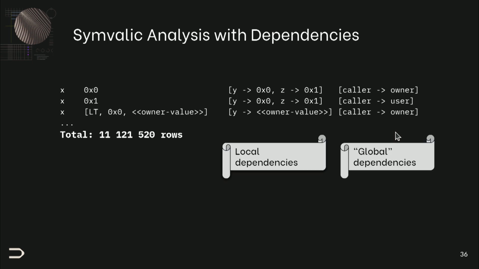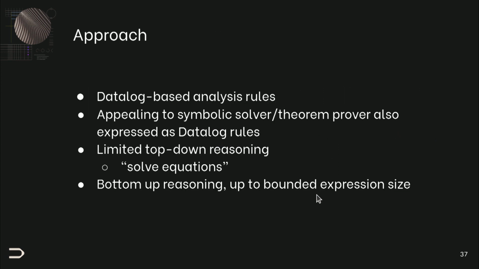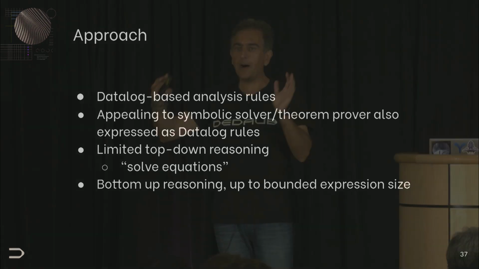And in fact, we have 2 kinds of dependencies that simulate whatever you would think of as stack and heap. We call them local and global dependencies. So we do all this symbolic reasoning through a massively parallel Datalog engine together with a symbolic solver, a theorem prover, effectively. And there's limited top-down reasoning. There's limited solving of equations and a lot of bottom-up reasoning. Tell me all the true theorems up to depth 5. And all of those, I will use them for simplification, et cetera.